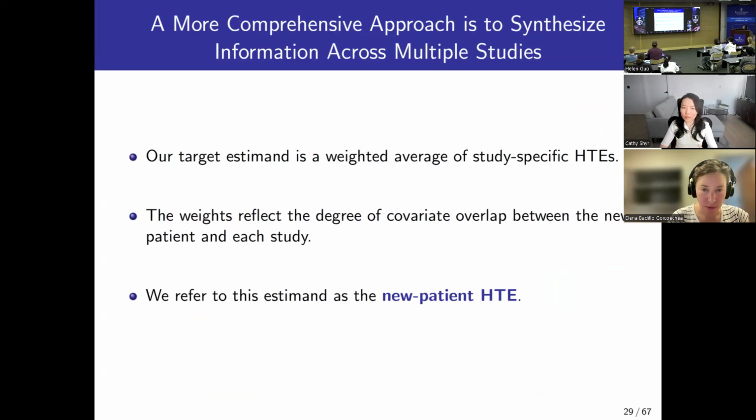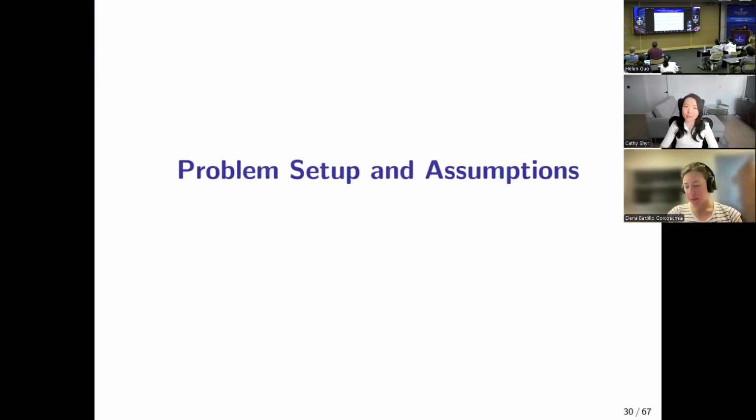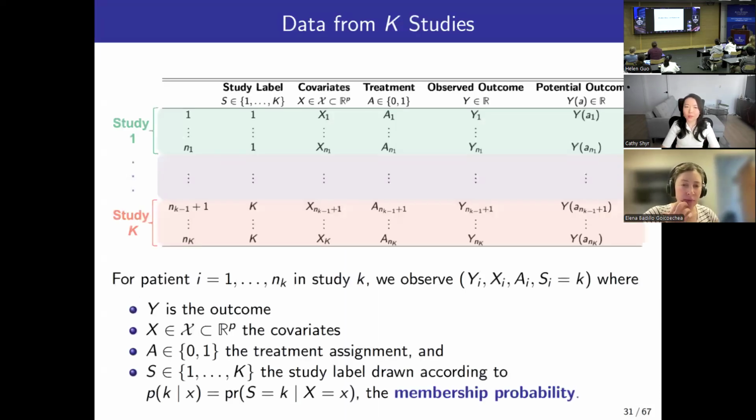So for the multi-study R-learner, our target estimate is a weighted average of the study-specific HTEs. The weights reflect the degree of covariate overlap between the new patient and each study, and we refer to this estimate as the new patient HTE. So let's formalize this by talking about the problem setup and assumptions.